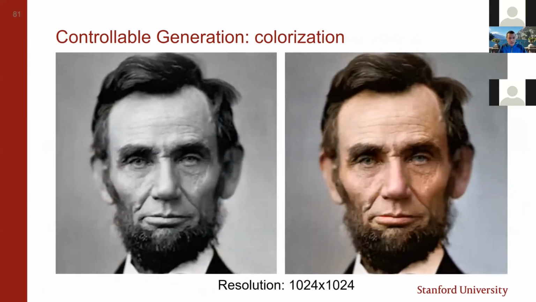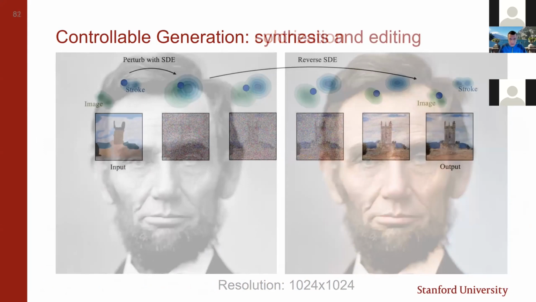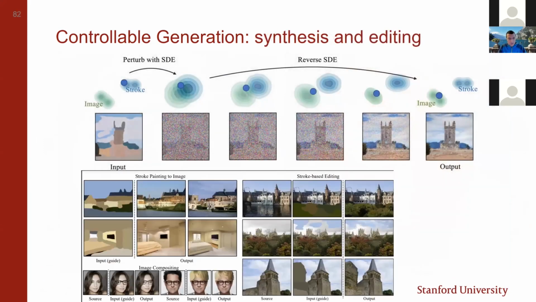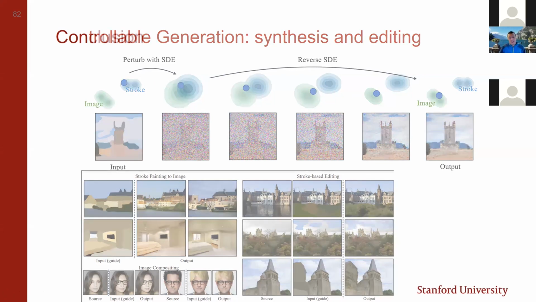Here are more colorization results. And you can even do synthesis and editing. This is actually a collaboration with Junian here at CMU. You can use these kinds of models to do fun things. Like you can start with a stroke-based painting, and then you can use it to turn it into an image, or you can start with something like this, and then you can turn it into a photorealistic image that has the shape of that stroke painting that you started with. Yeah, so I think I'm out of time, so I'll just end here.